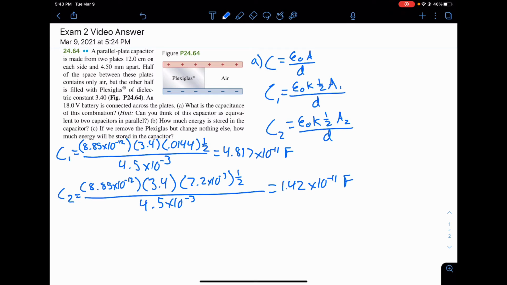And because this is in parallel, we can simply add them together. Say 4.82 times 10 to the minus 11 plus 1.42 times 10 to the minus 11. That is equal to 6.23 times 10 to the minus 11.